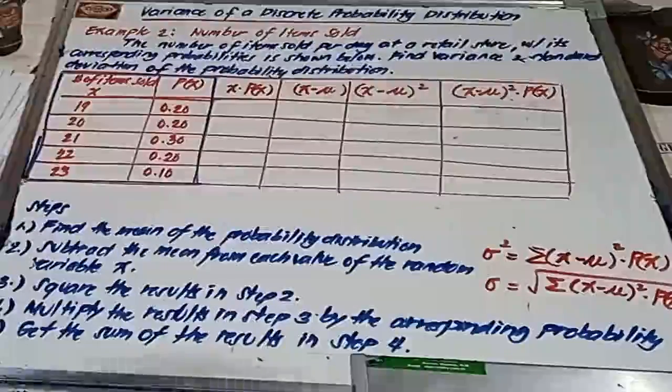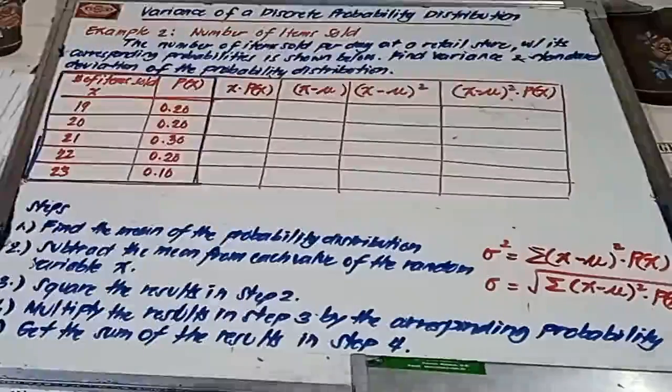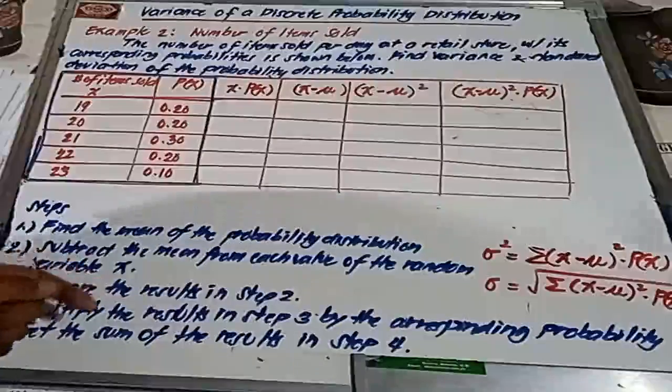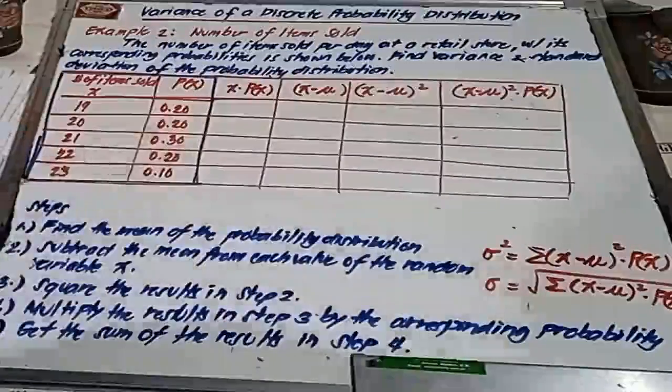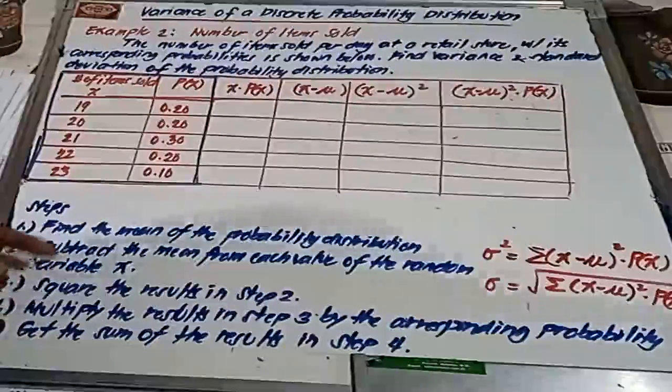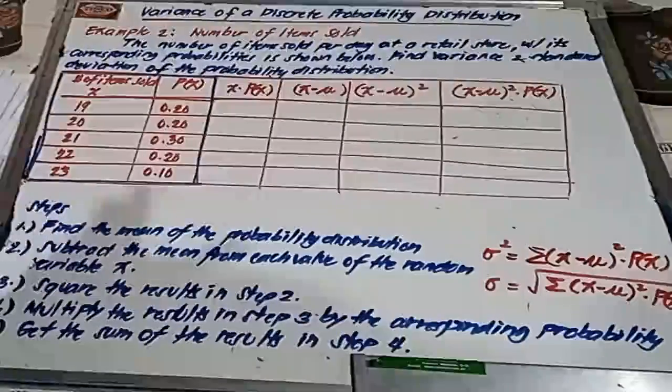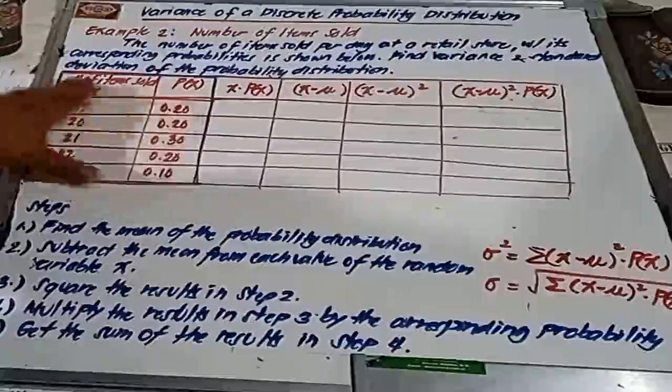Okay, so this is my second example tungkol sa topic nating variance of a discrete probability distribution. And this is about the number of items sold. It says the number of items sold per day at a retail store with its corresponding probabilities is shown below. Find variance and standard deviation of the probability distribution. Ito lang talaga siya. Okay?